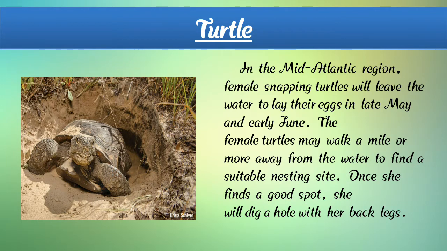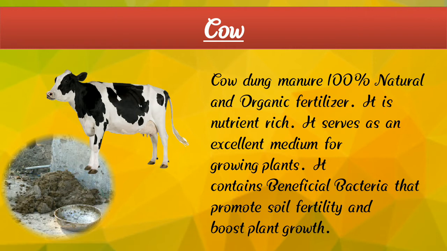Then next, cow. Here we can see a photograph of a cow, and you are all familiar with the cow. The cow gives us milk. A cow has four legs, two ears, two eyes, one tail, and also gives us milk. And most importantly, cow dung is good for soil and also good for gardening.